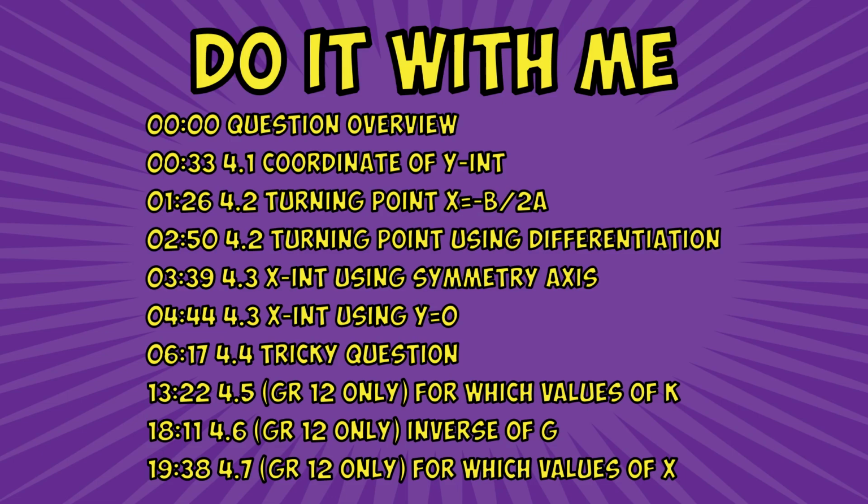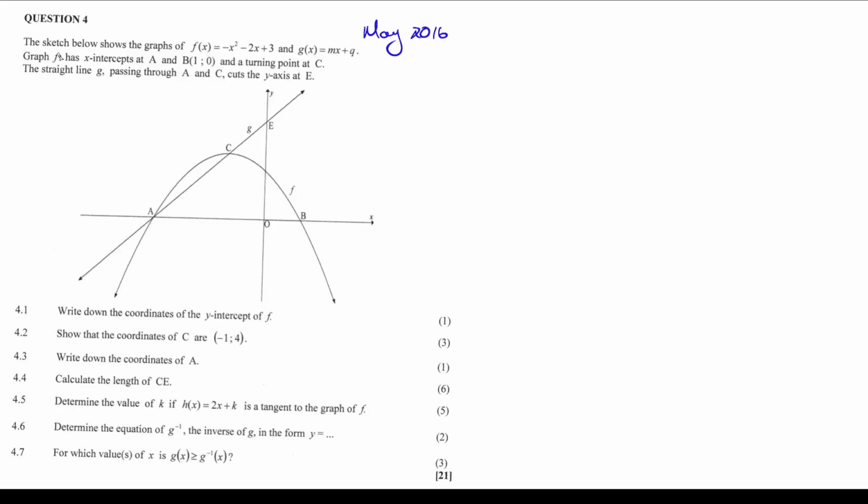Last one of the parabola basics that we're doing. Let's orient ourselves. The sketch below shows the graphs of f(x), which is a sideways parabola, and g(x), which is a straight line. The graph of f has x-intercepts at A and B, where B is (1; 0). Let's add that in. And a turning point at C. A straight line passing through A and C cuts the x-axis at E. Write down the coordinates of the y-intercept of f.